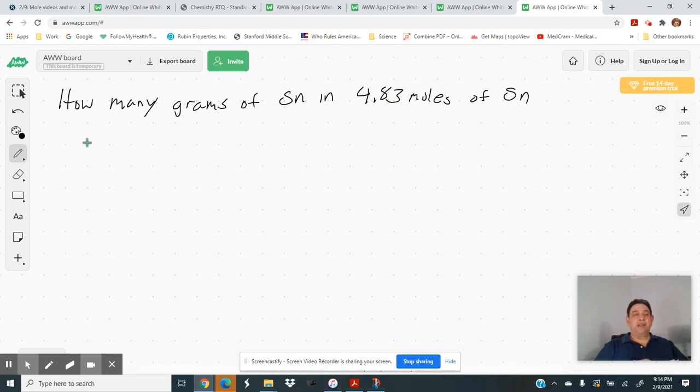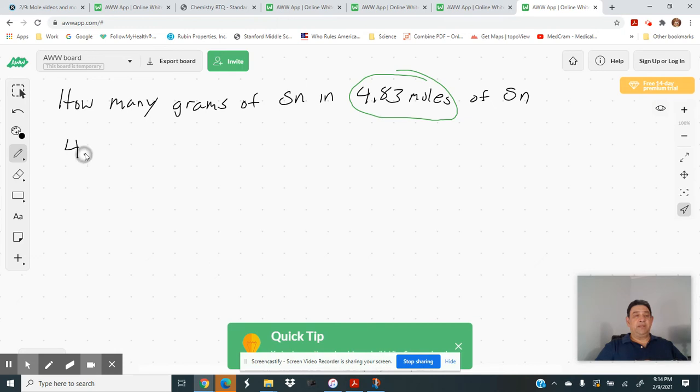So once again, what is our given? The given quantity is the number you're given and its units: 4.83 moles of tin. It's important to note that it is tin, even if you don't write it down, because we're going to have to look up the atomic mass of this element. So it's good to know it's Sn, which ends up being tin. 4.83 moles. Notice the abbreviation here is MOL.